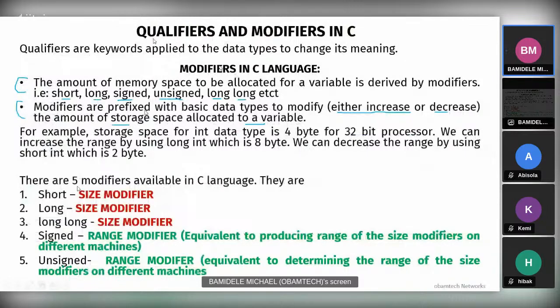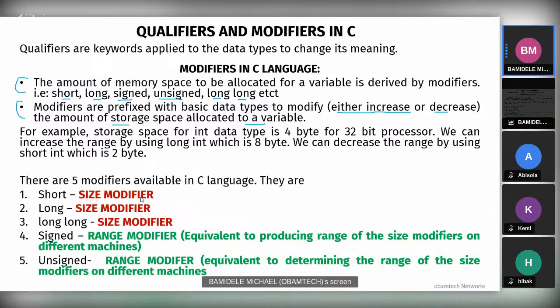There are five modifiers available in the C language, which are short, long, long, signed, and unsigned. Short is an example of a size modifier. Sorry, the size modifier talks about the amount of space it will take in memory. When you have long, it talks about the amount of space a long integer is going to occupy in memory.